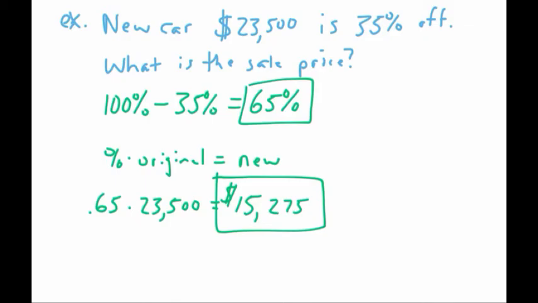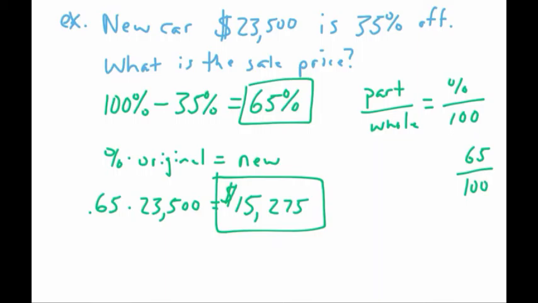Sometimes people like doing it the way where we did with the proportions. I'd encourage you to do this way here on the left, but I'll at least do the proportion one time, just for this first one. If you're not a proportion person, I'd skip this if I were you. Before we were saying that you had the part divided by the whole, which is the percent over 100. Then we have 65 over 100, because we're paying 65%, so we still had to subtract the 35 from the 100. And then the whole amount was the 23,500. And we're looking for that part.